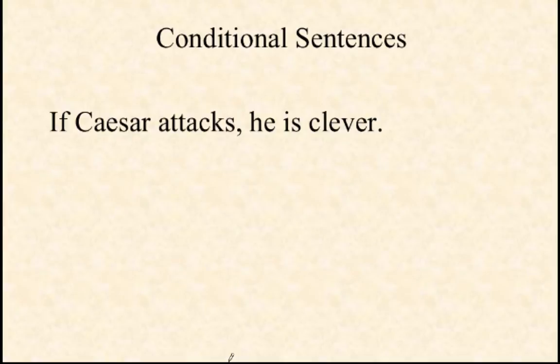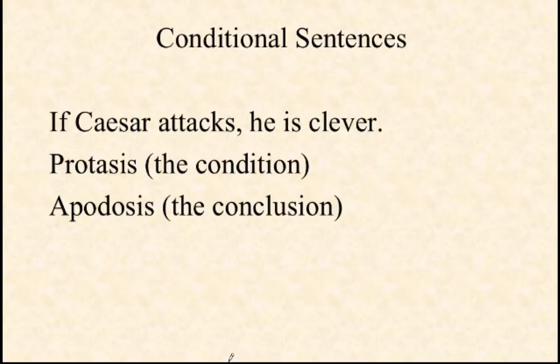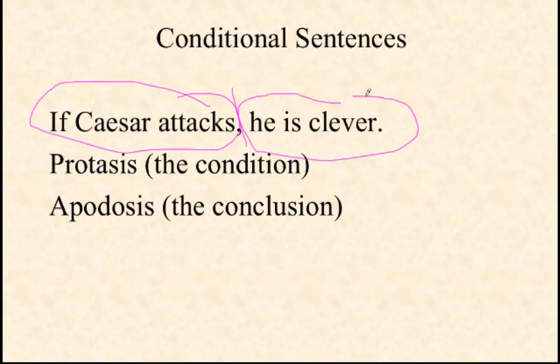Conditional sentences in the Latin language. Now, a conditional sentence is constructed of 2 parts. Here's an example. If Caesar attacks, he is clever. The 2 halves of the sentence are called the protasis, which is the condition. This is the thing which, if something is true, something else is then considered to be true. So, if Caesar attacks, the apodosis then, the conclusion would be, he is clever.